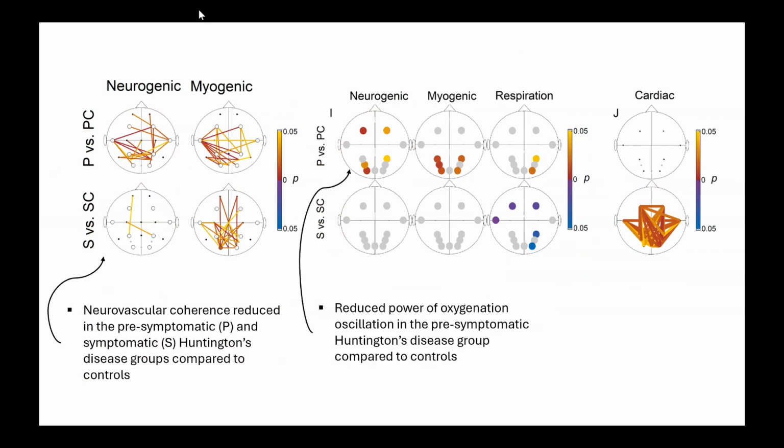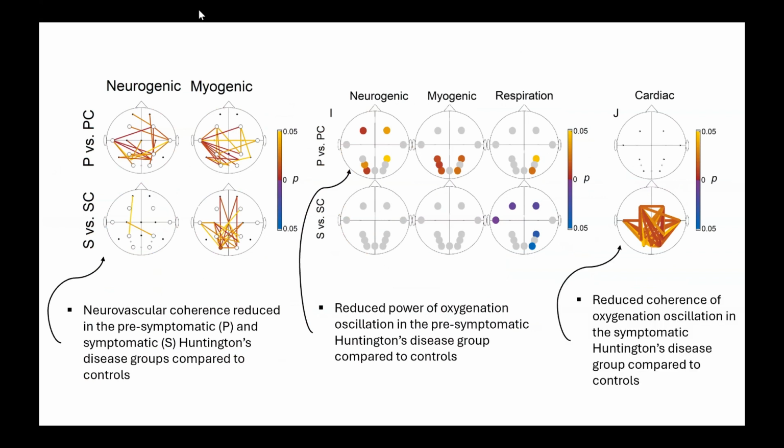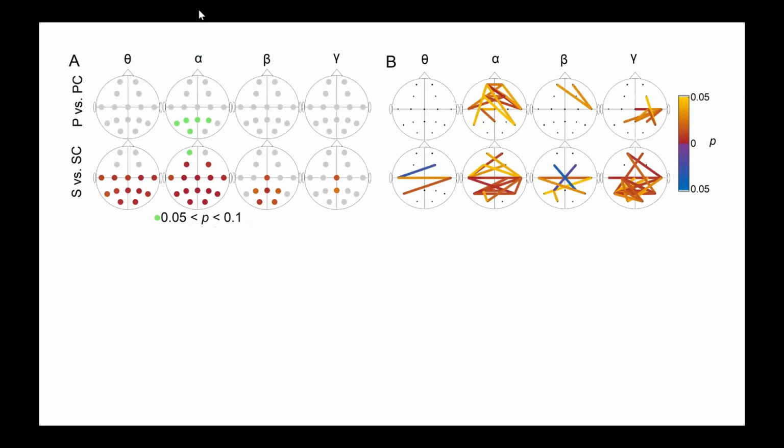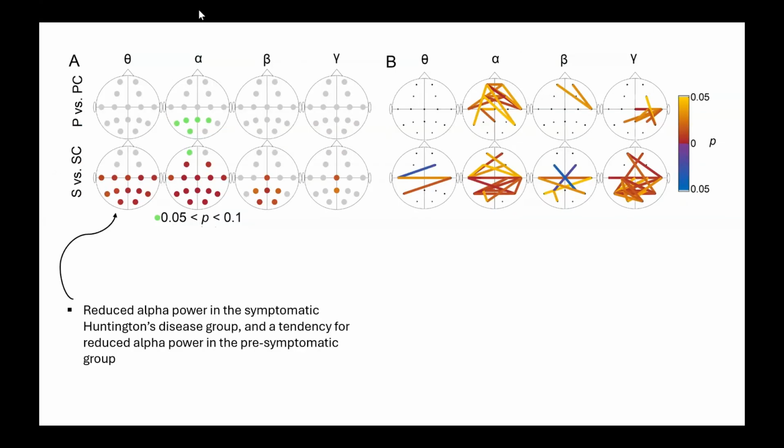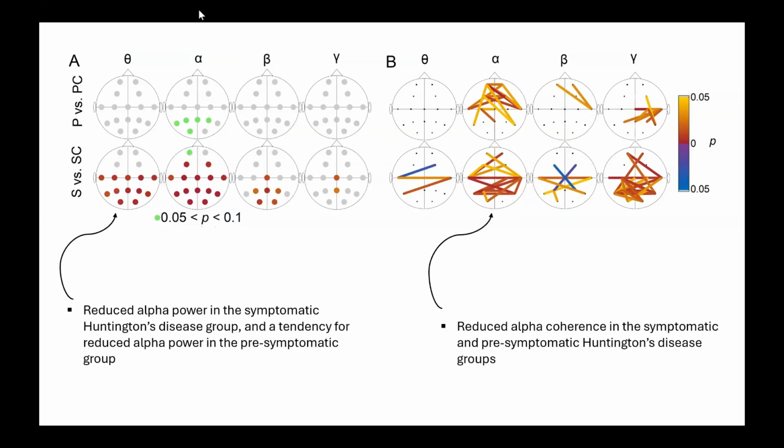The spatial phase coherence of the oxygenation oscillations is lower in the symptomatic Huntington's disease group compared to controls, which indicates vascular remodeling, which is most likely a compensatory mechanism. In contrast, the EEG power results and decline in alpha and gamma coherence indicate a gradual deterioration of neuronal activity.